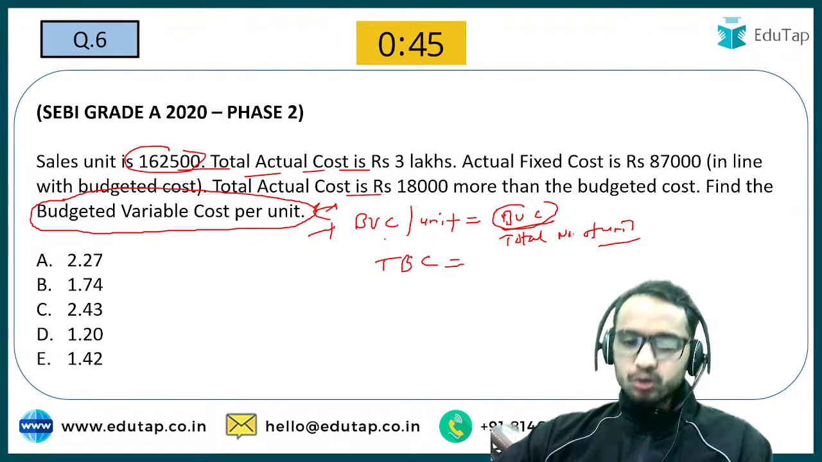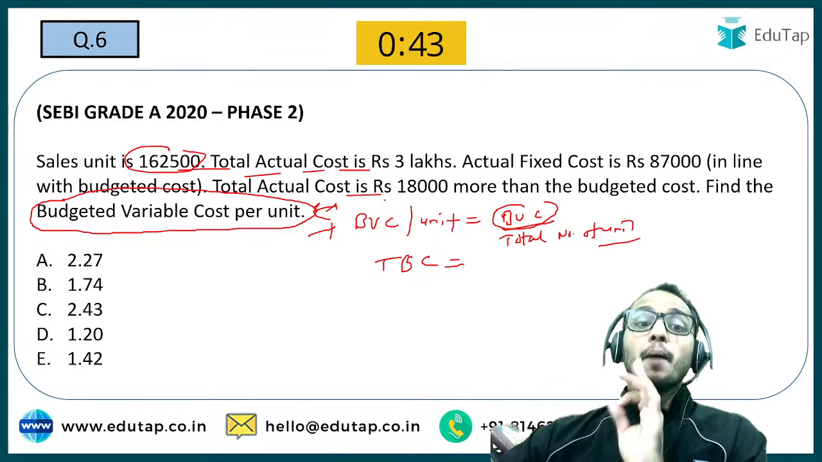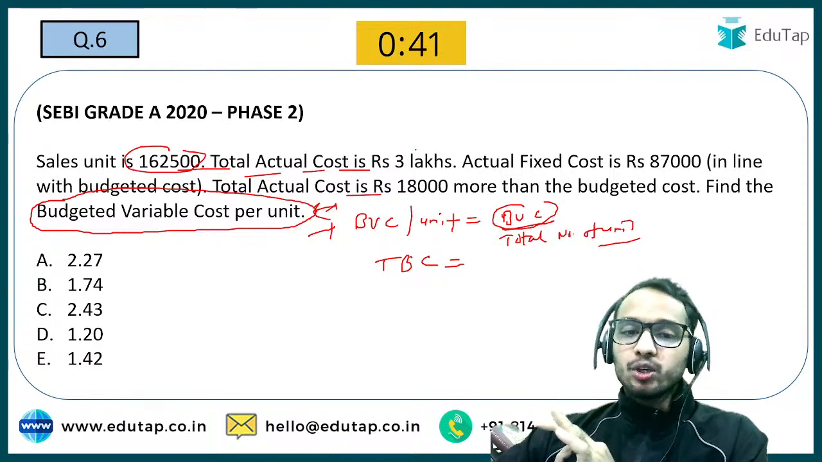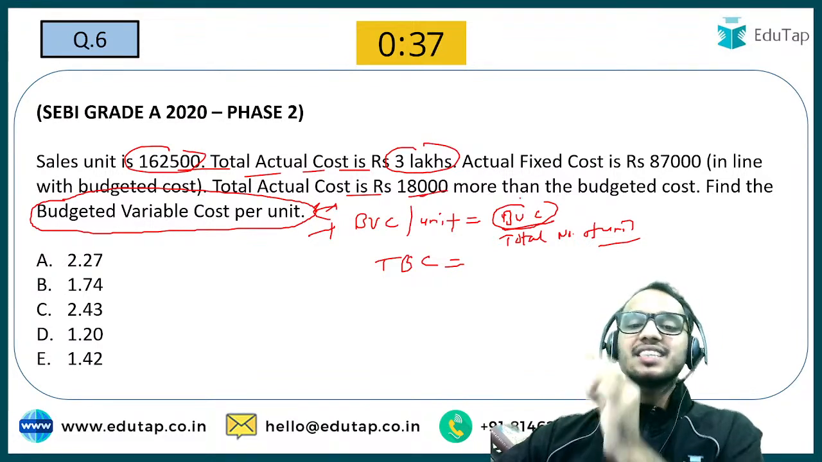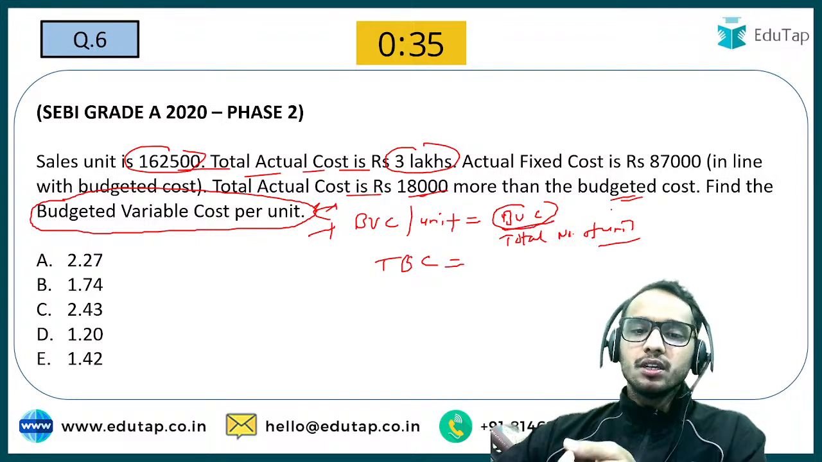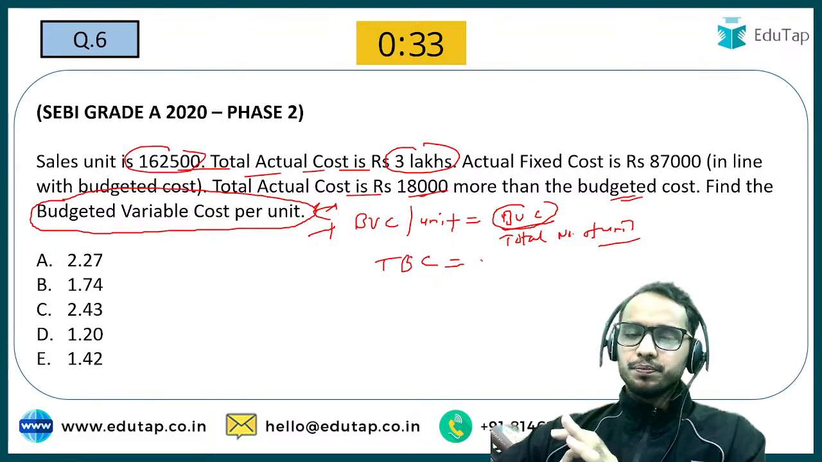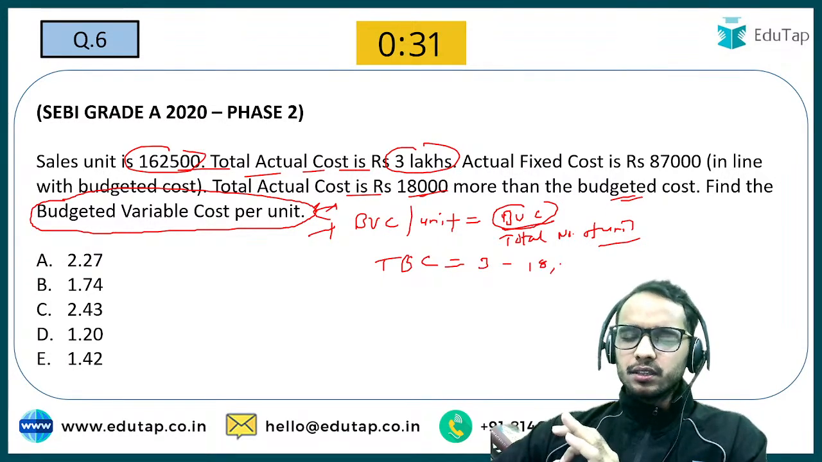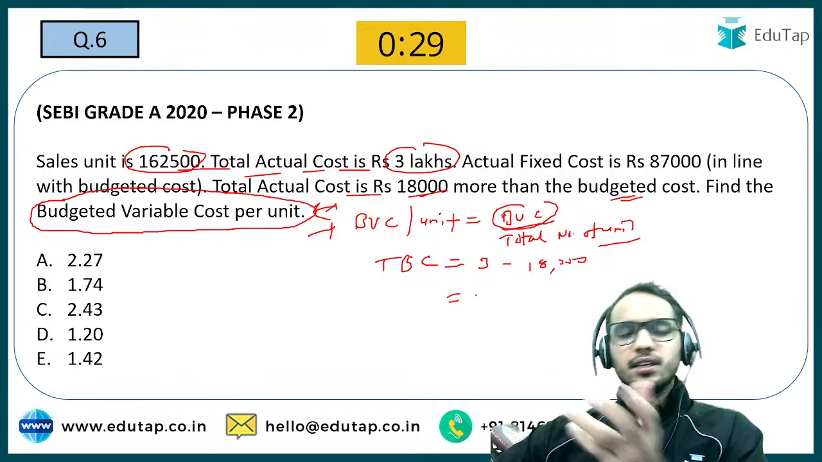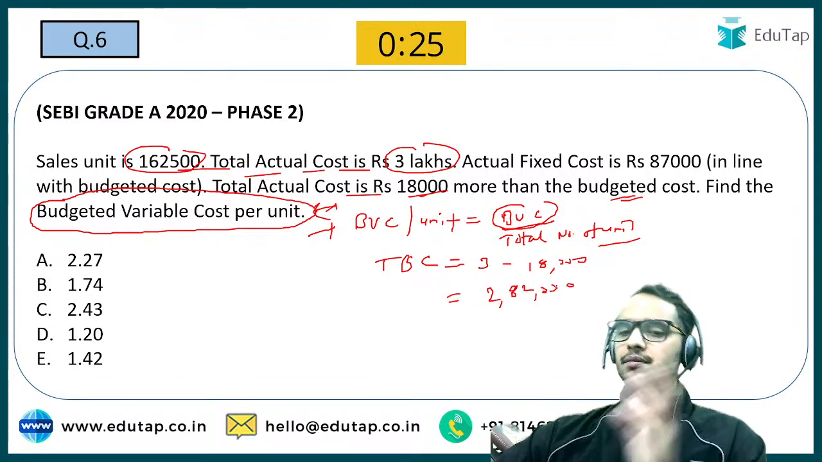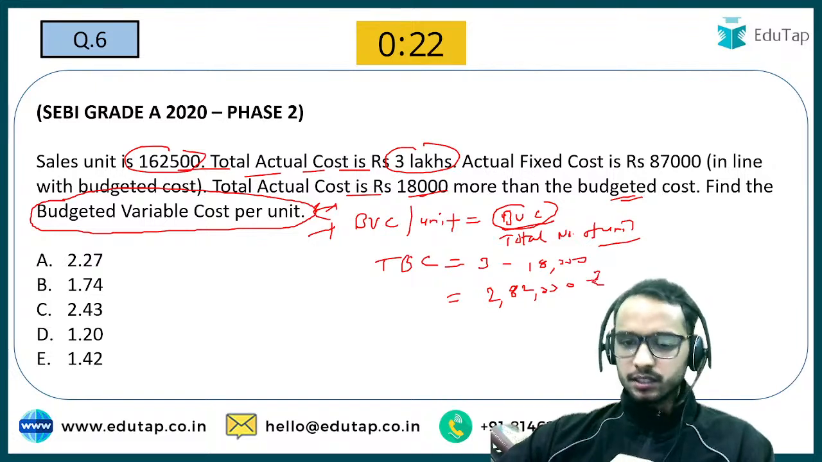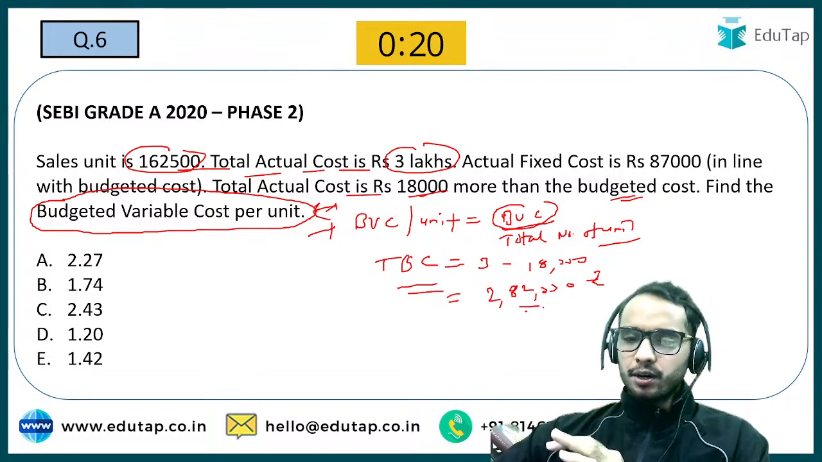Total budgeted cost or not. You can see you don't have total budgeted cost, but you do have total actual cost, and it is also saying in the question that total actual cost is 18,000 more than the budgeted cost. So you are going to deduct this 18,000 from 3 lakh. Just do the calculation on your own. So it will be 2,82,000, I guess. Yes, 2,82,000. Now total budgeted cost is 2,82,000.